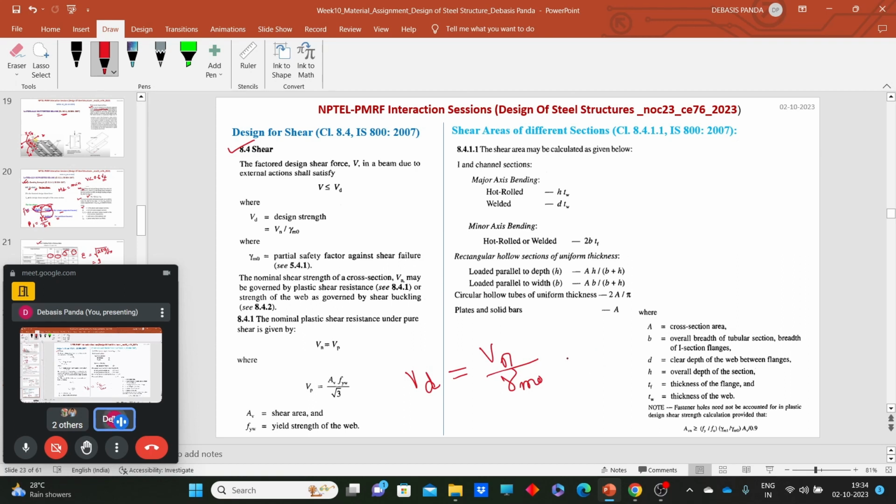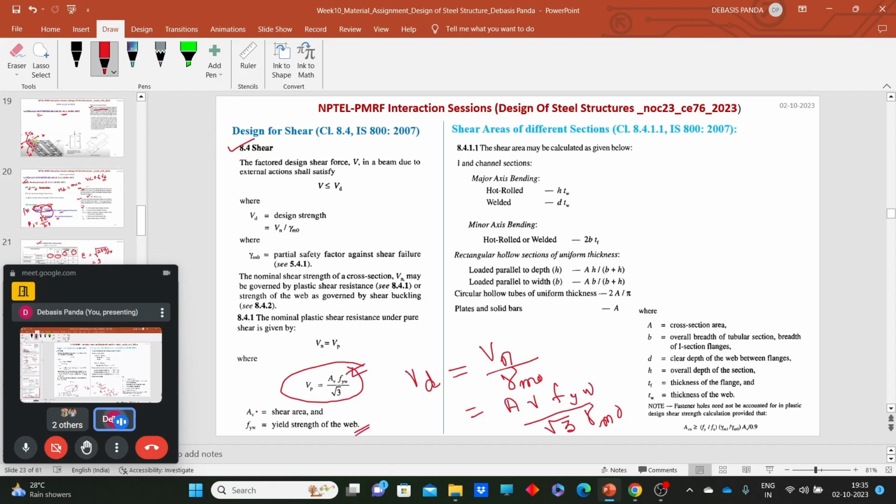The value is 1.1. Now what is the value of Vn? The value is provided here. Simply, we can write it down as AV FYW divided by root 3 into gamma m naught. So here, what is that AV? I will come to it later. What is that FYW? That is nothing but the yield strength of the web. And AV is nothing but the shear area.